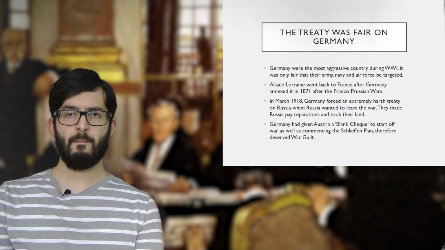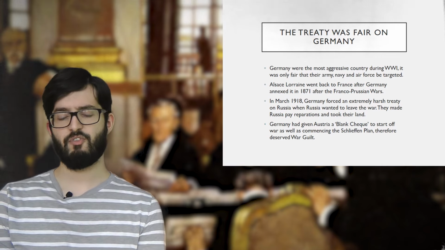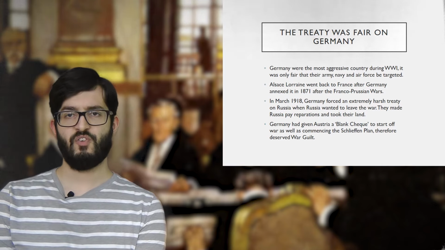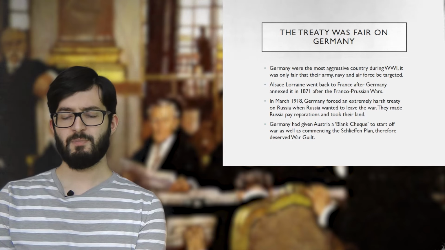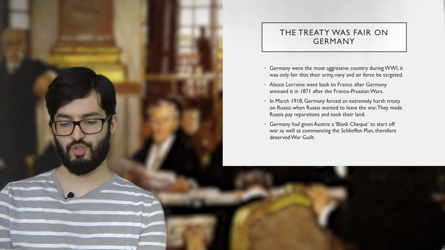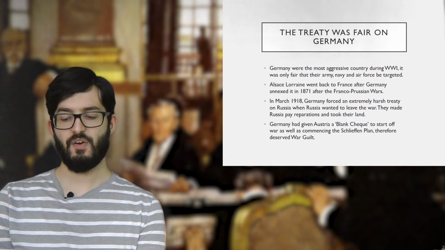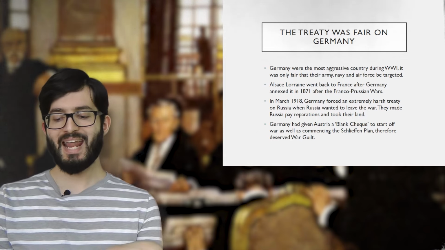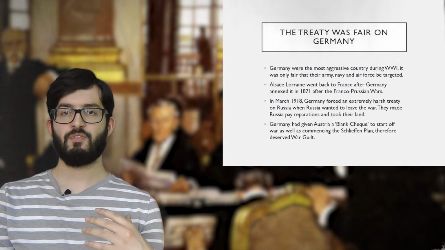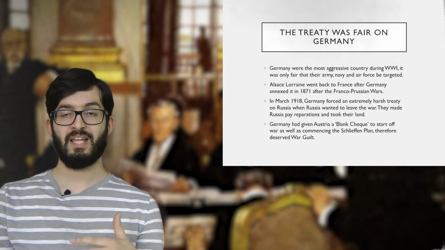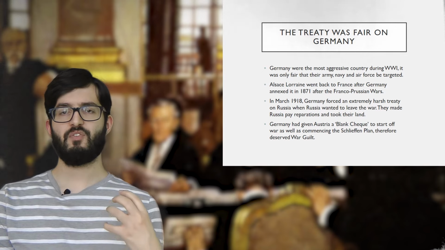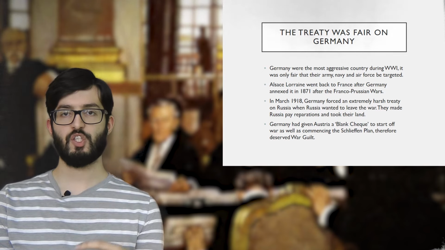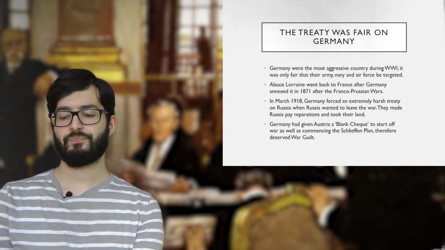And then in terms of the other terms of the Treaty of Versailles, for example, the return of Alsace-Lorraine to France, this is seen to be a particularly fair term of the treaty, as Alsace-Lorraine as a territory was traditionally part of France, but had been annexed by Germany after the end of the Franco-Prussian War, that of course ended in Germany's favour. And so this is simply the returning of an old French territory to its rightful owner.